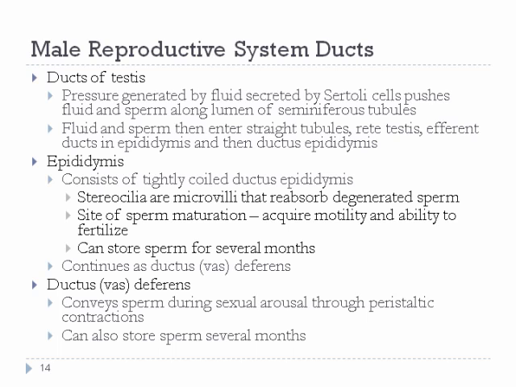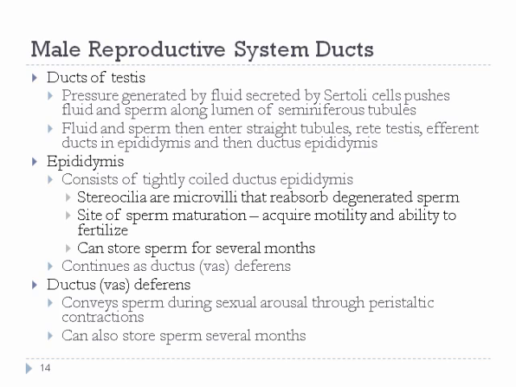And in the epididymis, we have stereocilia. These are cells that can reabsorb misformed or misshapen or degenerated sperm. This is where sperm acquire motility, and at this point they're able to fertilize. The epididymis is the main site of storage of sperm, and it can store sperm for several months.